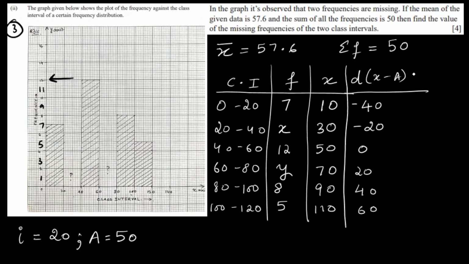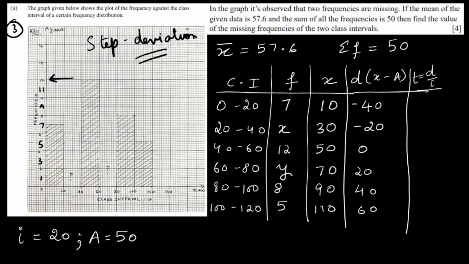Now we have to find f d. Still I am feeling these numbers are very big. Let's do it by the step deviation method. Let's find t also. t is d divided by i, so i is 20. These methods you already know, so I am not explaining in too much detail. We know how to find deviation, how to find t. I am just using the step deviation method because I want the calculations to be a little smaller.